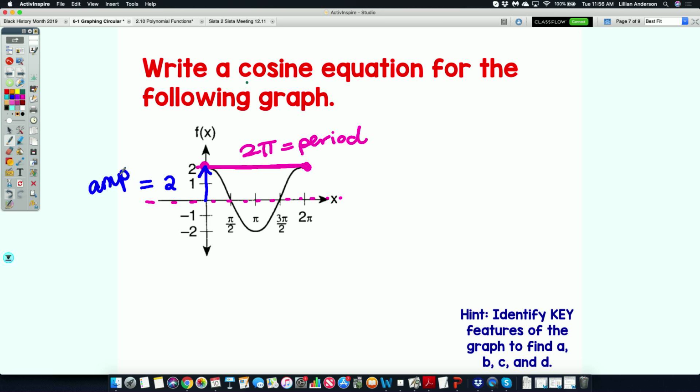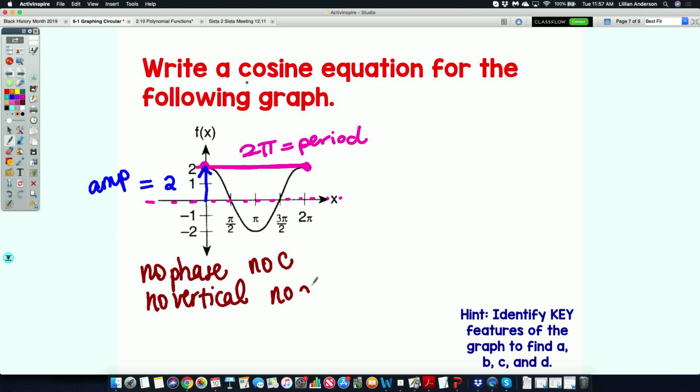Did it get shifted over any? No, it still intersects the y-axis at its high point. It didn't get shifted over, so there's no phase shift. And since my midline is still at 0, there's no vertical shift as well. So I have pretty much all my information. With no phase shift, there is no C. And with no vertical shift, there's no D. So I only have A and B here.